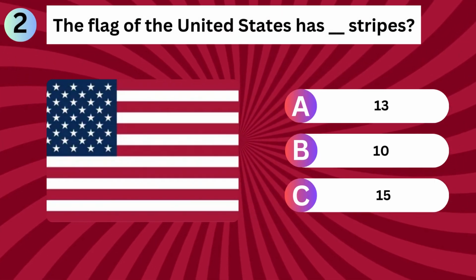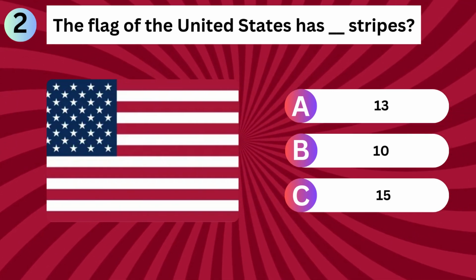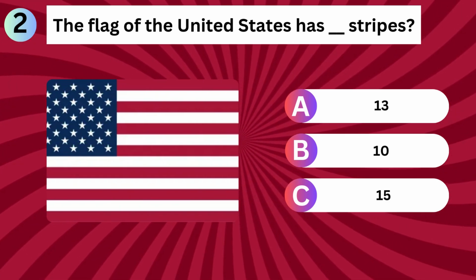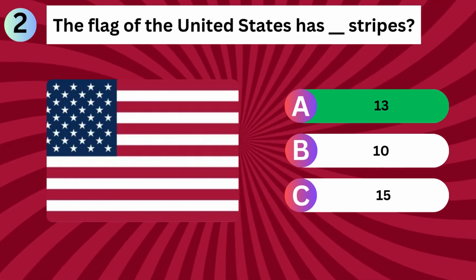The flag of United States has dash stripes: 13, 20, 15. 13 is the best answer.